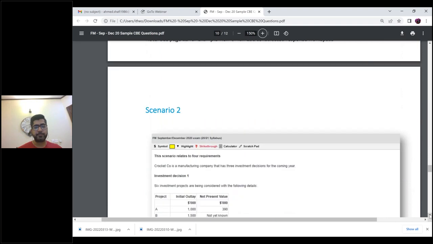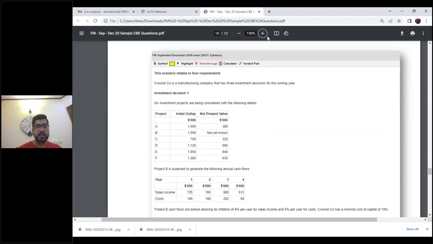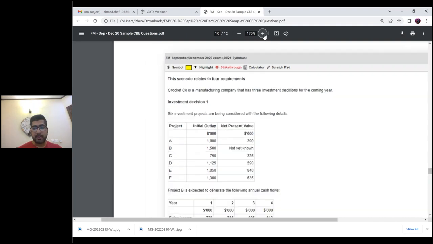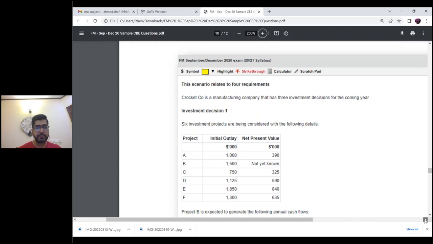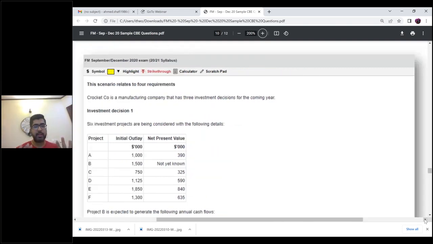Question number two. This is the question which you are going to attempt. This is the question from the September/December 20 exam, and in this exam question we are going to cover investment appraisal.